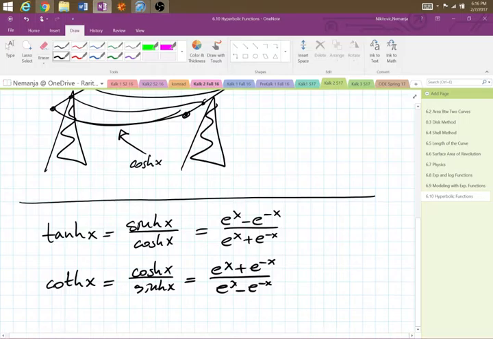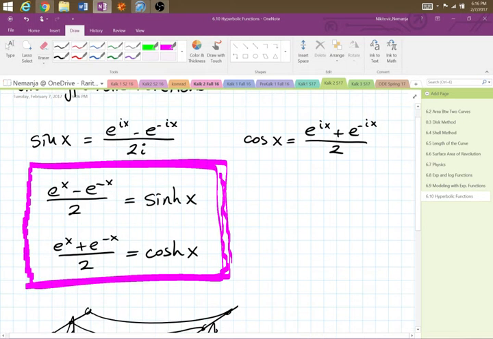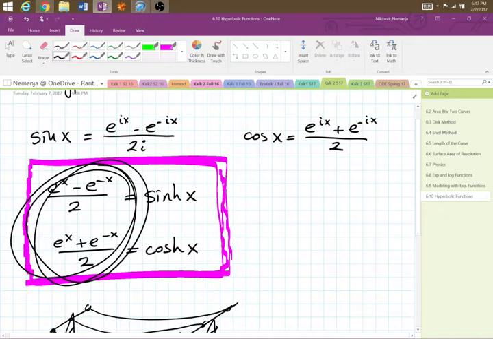Yeah, well, you know them. You know these already. Tangent is sine over cosine. Now hyperbolic tangent is sine hyperbolic over cosine hyperbolic. And these formulas here are just as soon as you divide these guys, the 2's will cancel off.